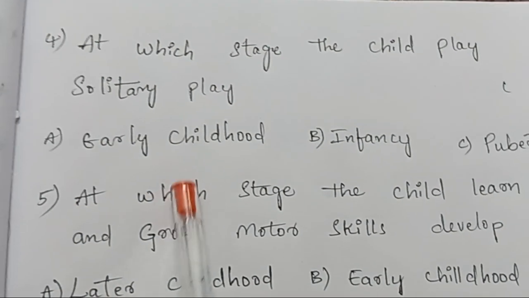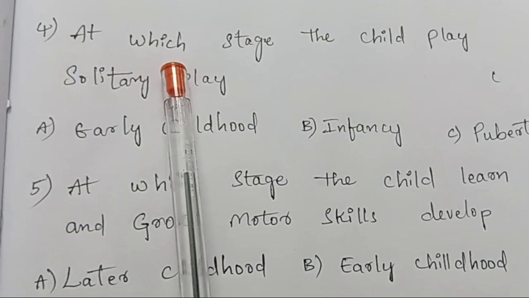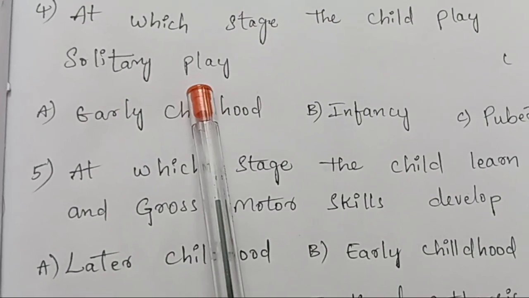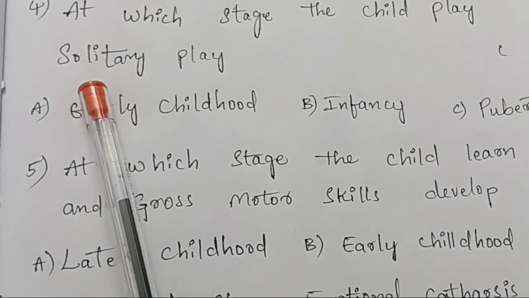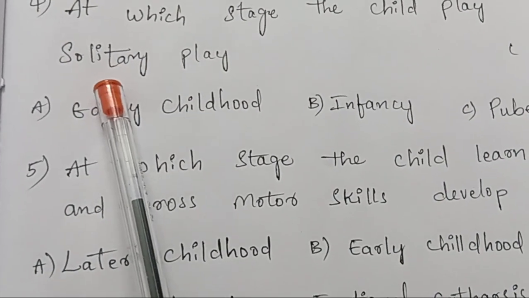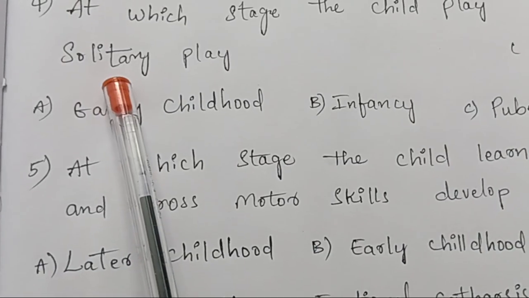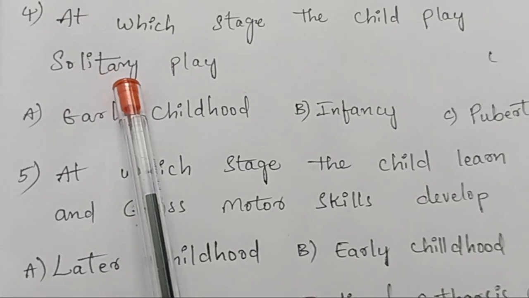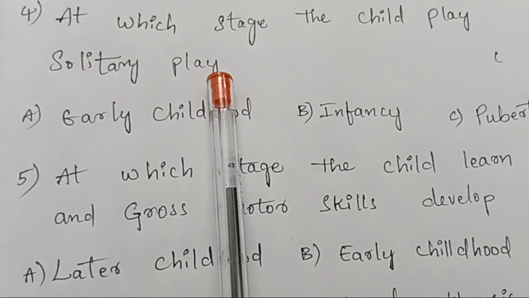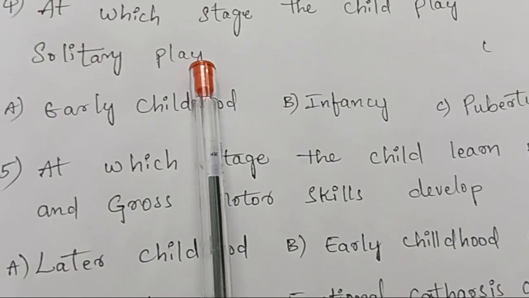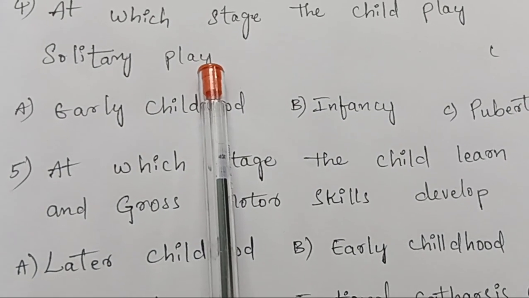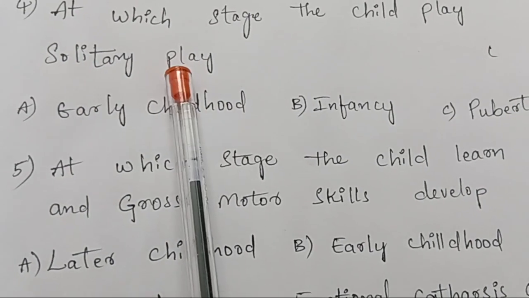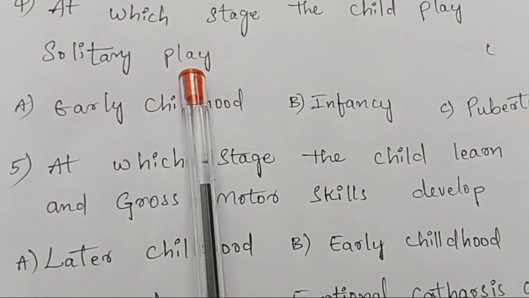Our next question is, at which stage does the child play solitary play? As we all know, what is solitary play? Solitary play is nothing but the child will play alone with their toys. They don't like to share their toys with someone. They play alone. That is nothing but solitary play.